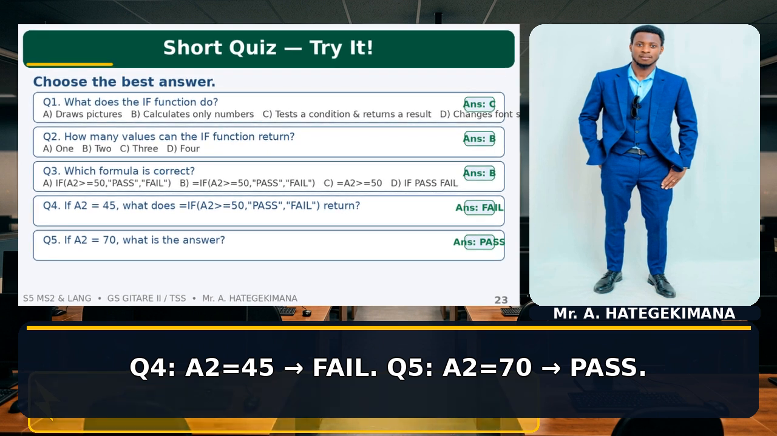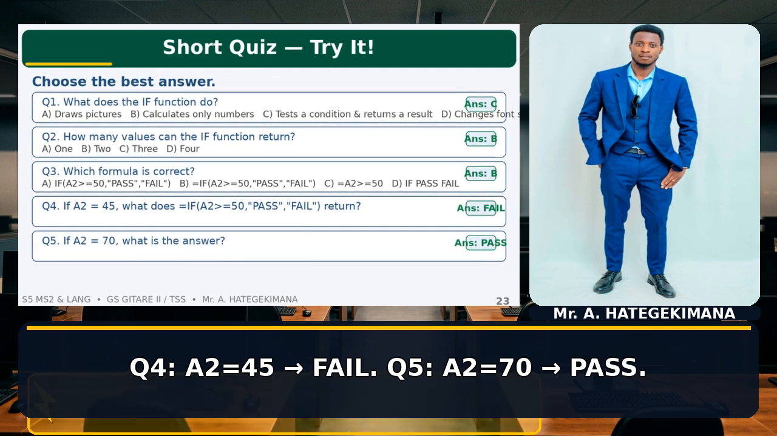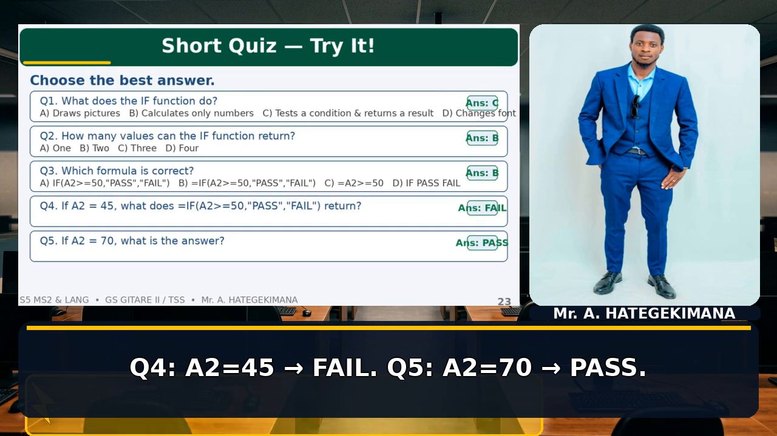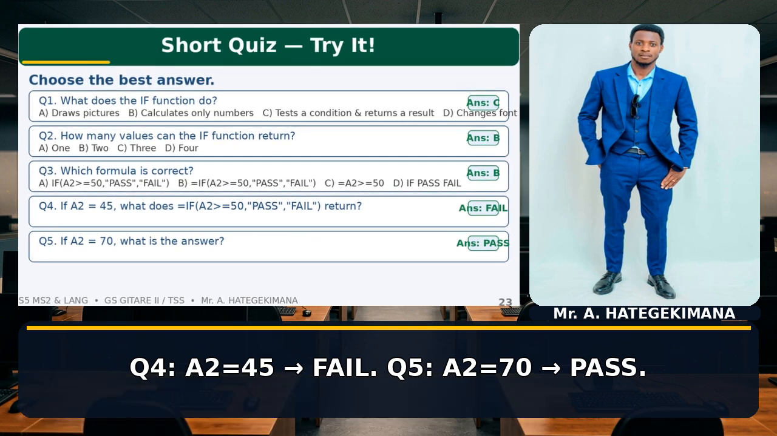Question 4. If A2 is 45, what does the formula return? 45 is less than 50, so the result is fail. Question 5. If A2 is 70, what is the answer? 70 is greater than or equal to 50, so the answer is pass. Well done if you got them all correct.